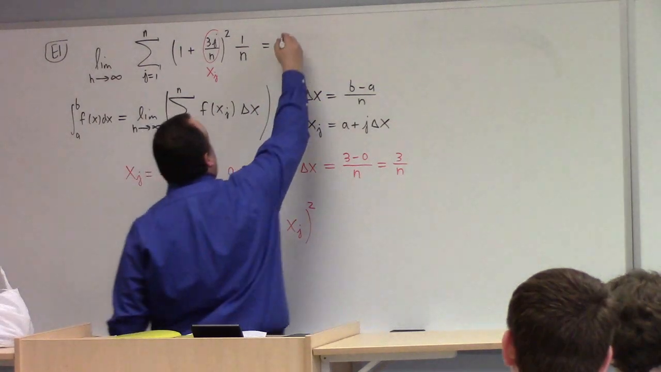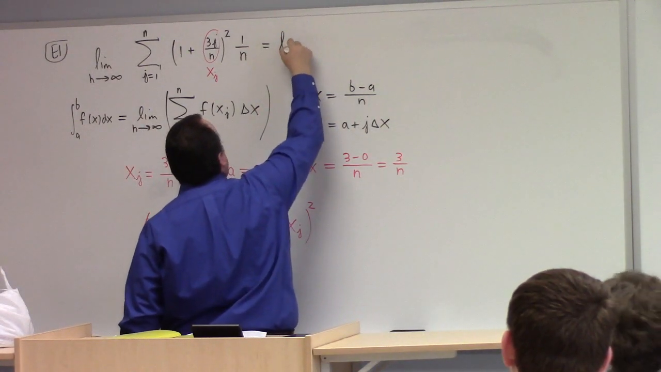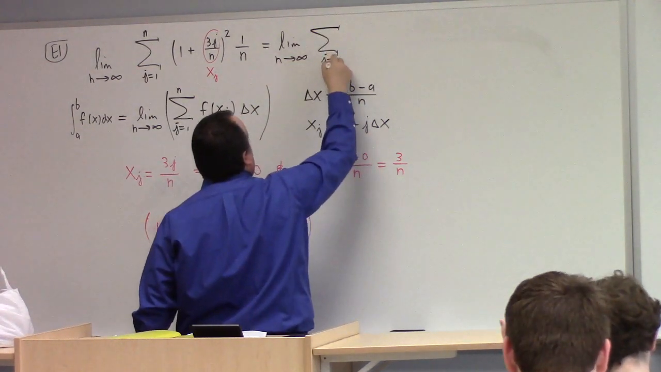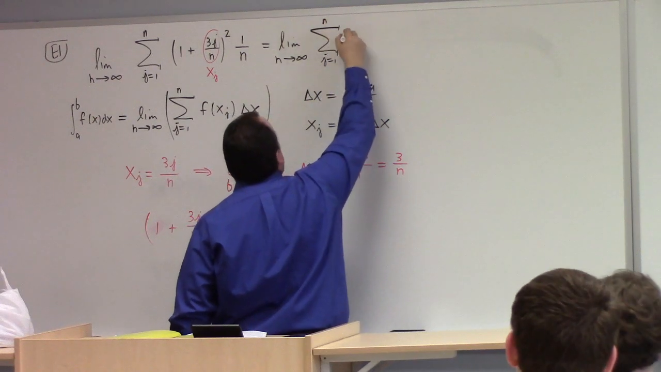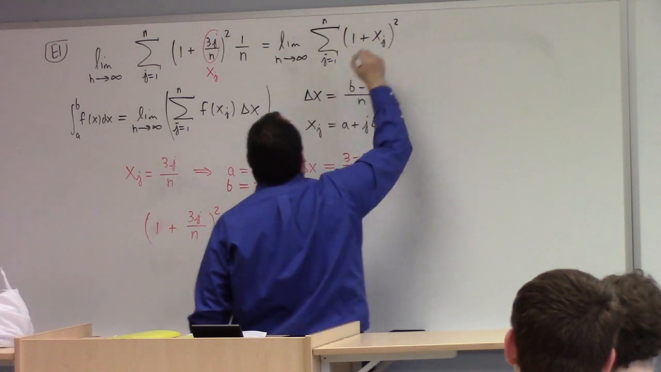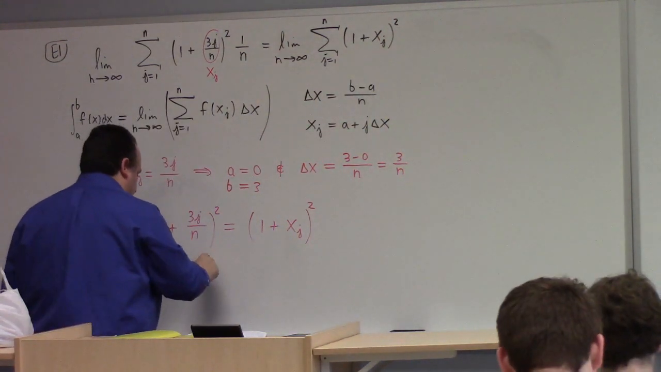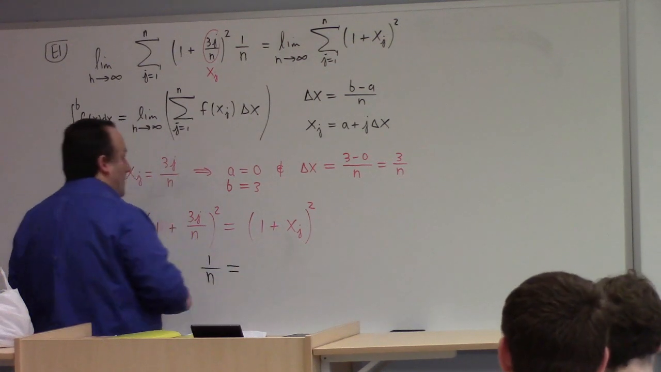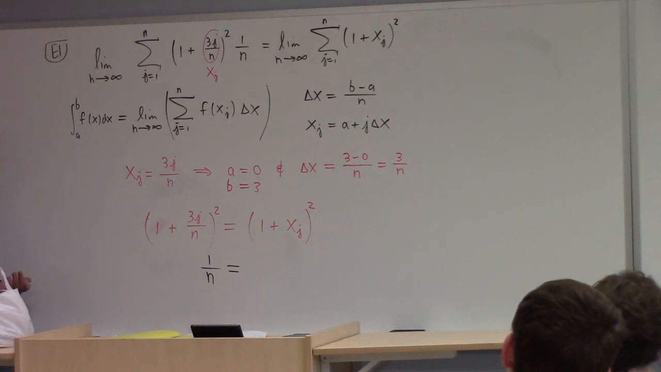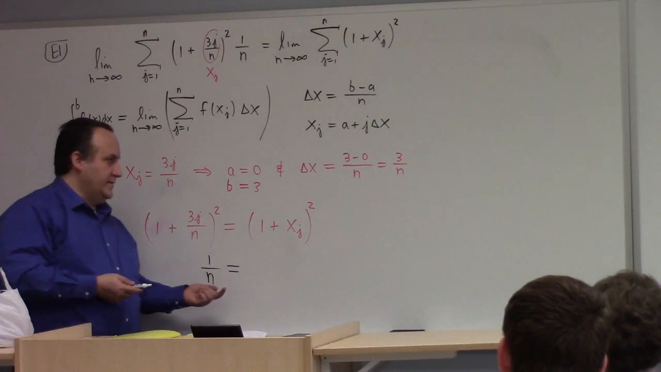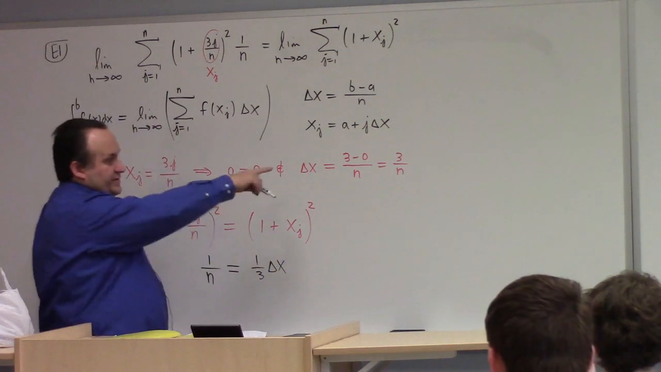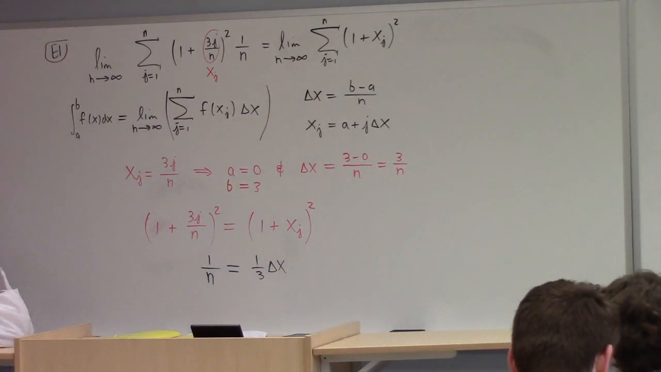So it looks to me like I've got the limit as n goes to infinity of the sum j equals 1 to n of 1 plus x sub j quantity squared. But how about this 1 over n? What to do with 1 over n? How does that relate to delta x? It's not delta x, is it? It's what? It's 1/3 of delta x, isn't it? Because delta x is 3 over n by our construction, so like delta x over 3 here.